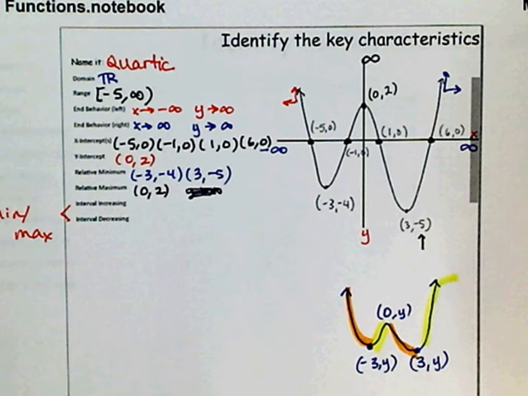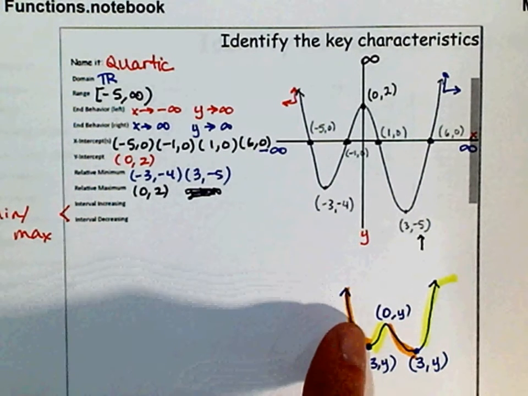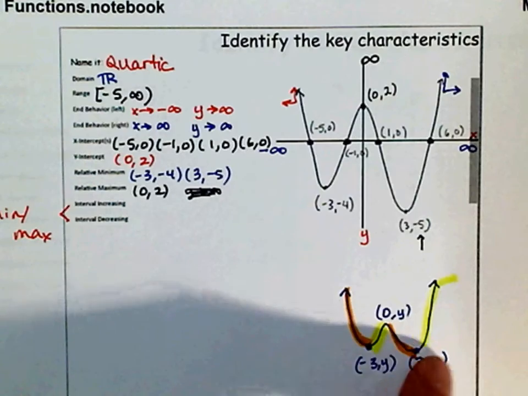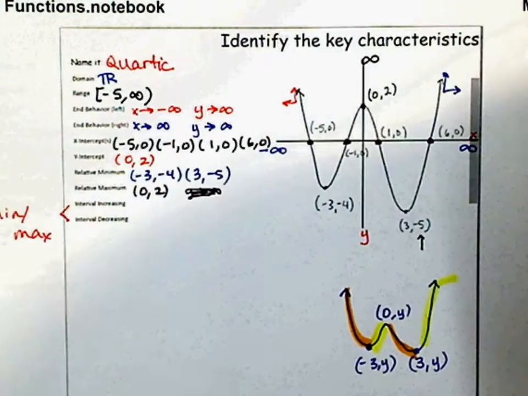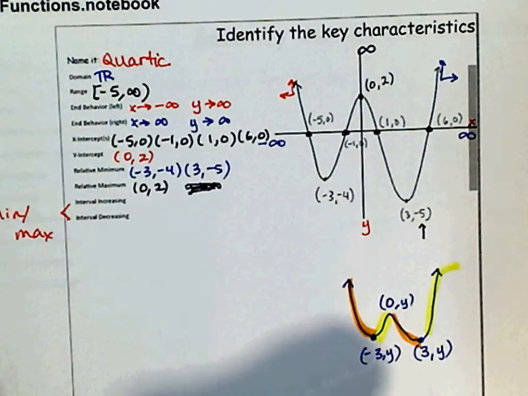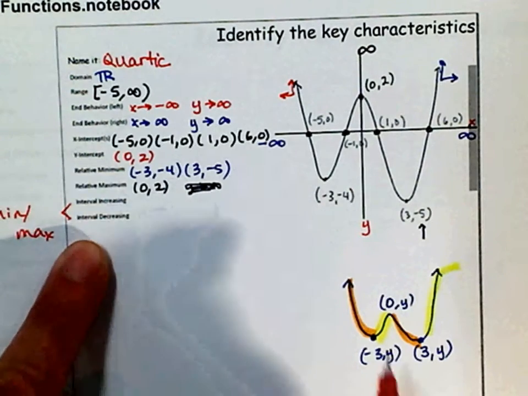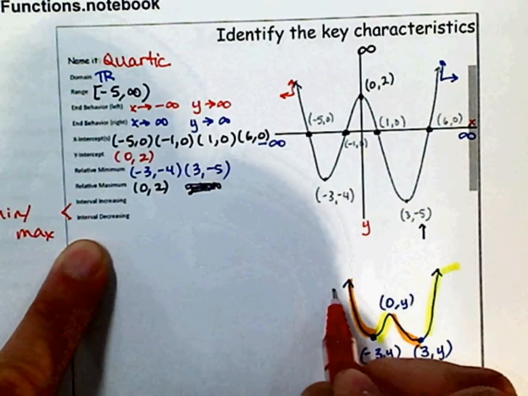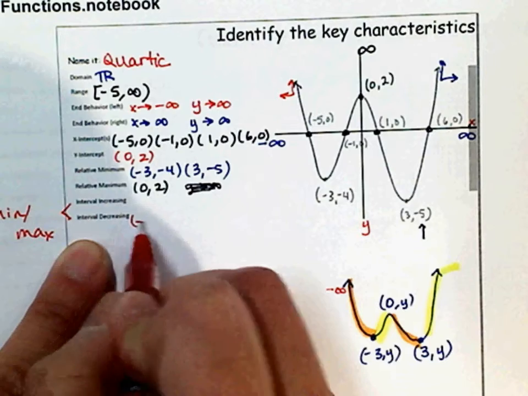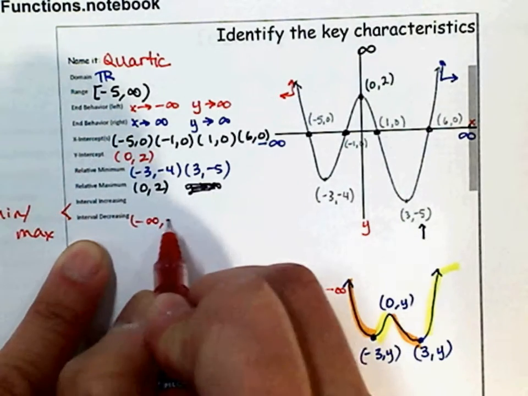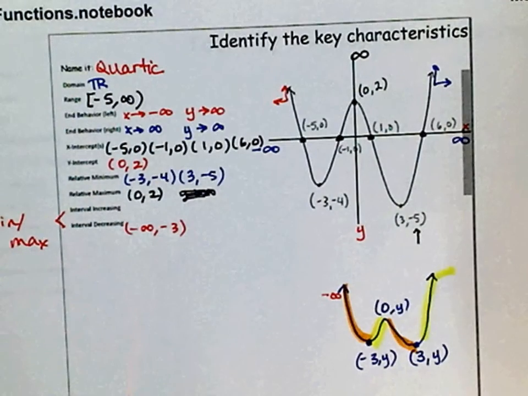Increasing and decreasing variable. As you can see, we are decreasing, increasing, decreasing, and increasing, okay? So I'm going to do the decreasing in orange. I started way over here at negative infinity, stopping at negative 3. Only the x value matters.